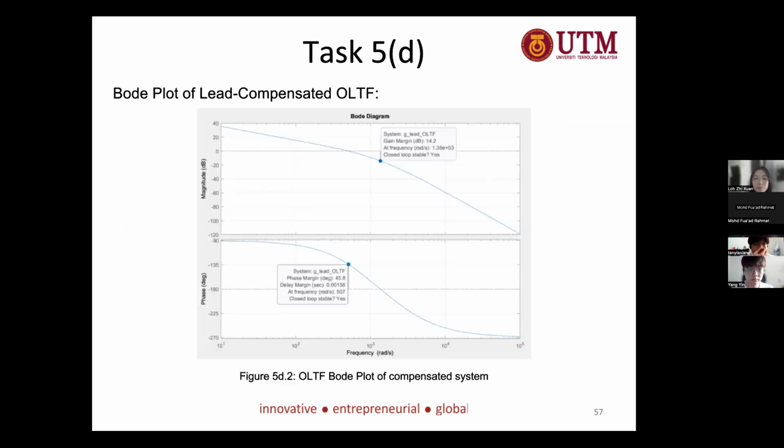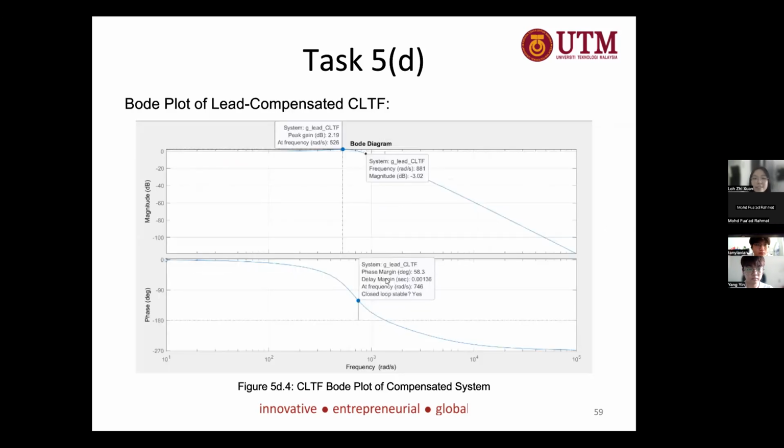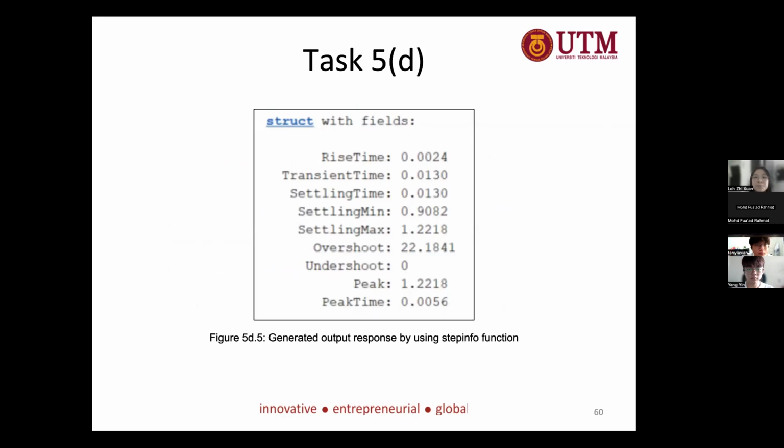Next, this is the open loop transfer function Bode plot. Next, this is the closed loop transfer function MATLAB code. Next, this is the Bode plot of the closed loop transfer function. From the step info, we can see that our settling time is 0.013, which met our specification of 0.015, and the overshoot is 22%, which also met our specification of 25%.